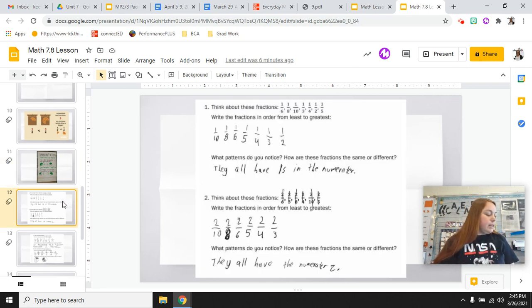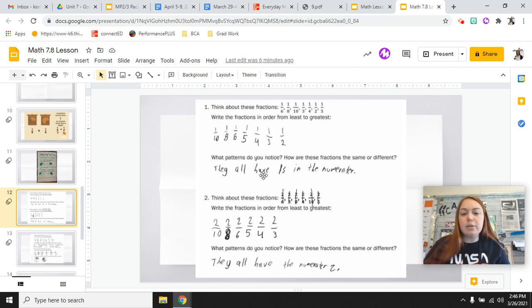All right, so this is our first student work we are going to look at, okay? So this student did 1/10, 1/8, 1/6, 1/5, 1/4, 1/3, 1/2. Do you agree with this student? Yes, this student is correct. This is the least, this is the greatest. So they ordered them from least to greatest.